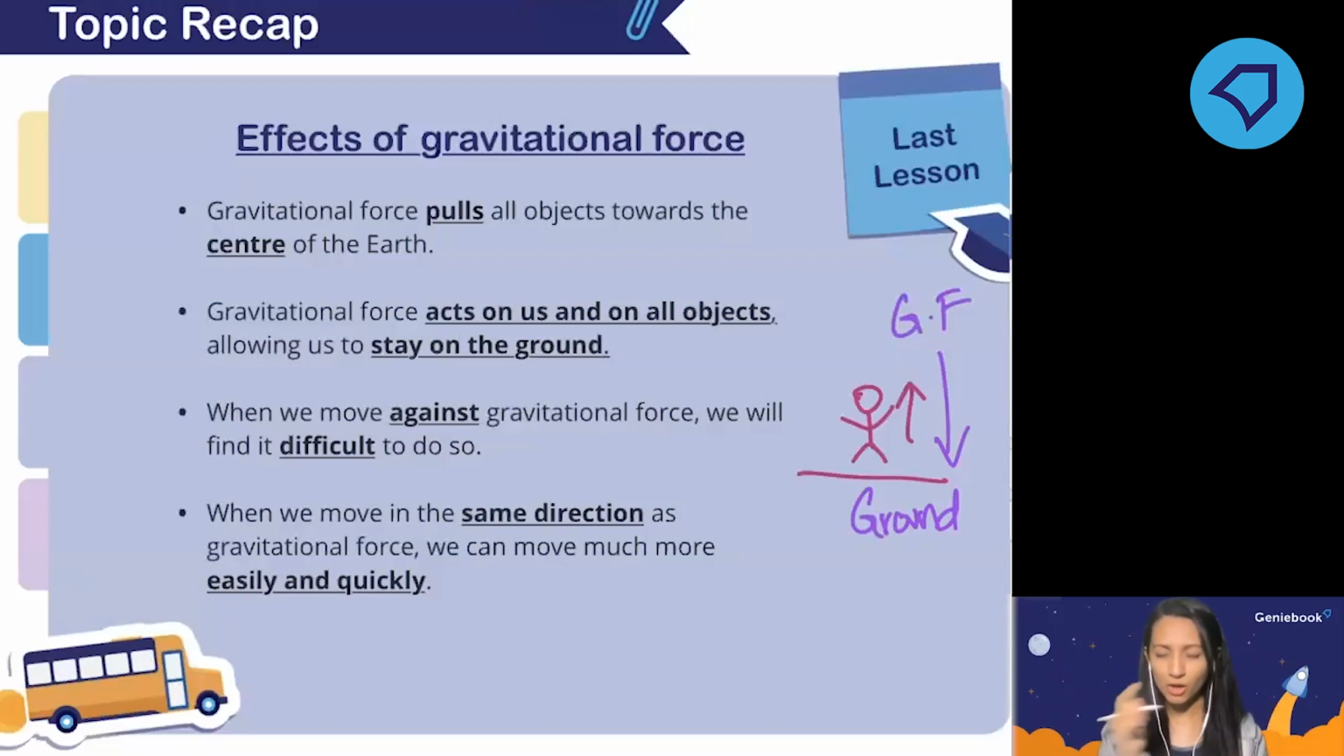We talked about some examples last week, but if you are moving in the same direction as gravitational force, you can move much more easily and quickly. For example, if you're skydiving and going from the top level downwards, that is easier because you're going with the direction of gravity. When you go higher, you're moving away from Earth, so the gravitational force decreases, and it becomes easier and easier for you to float.